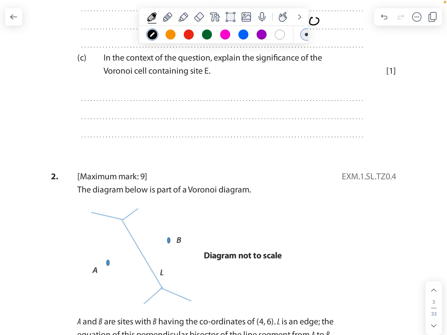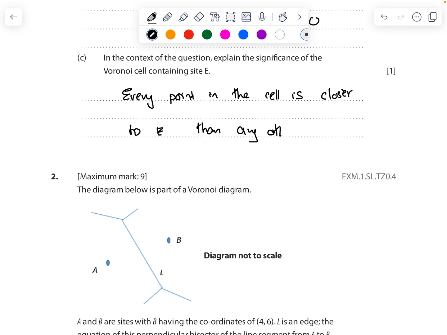In the context of the question, explain the significance of the Voronoi cell containing site E. So what am I going to write? Every point in the cell is closer to E than any other snow shelter.